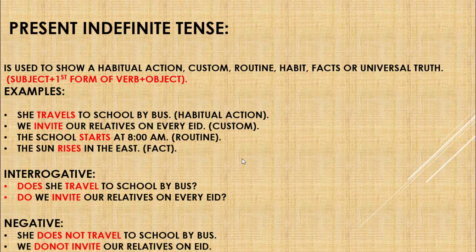We start an interrogative sentence with an auxiliary verb do or does. As you can see the example, does she travel to school by bus? Do we invite our relatives on every Eid? In a negative sentence of present indefinite tense, we use not after the auxiliary verb do or does. As you can see in the example, she does not travel to school by bus. We do not invite our relatives on every Eid.